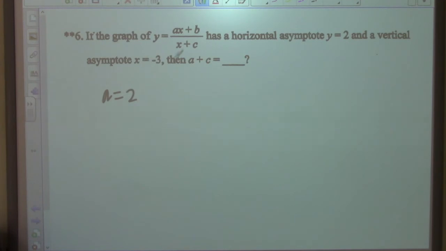But we know we have a vertical asymptote where x equals -3, so how do we set that up? So we know that x plus c cannot equal what? Cannot equal -3, right? Hang on a second. Let me write that differently. I made a mistake. So that can't equal 0. So -3 plus c cannot equal 0. So what's c going to be? So c is equal to 3. So what is a plus c? It is 5. Who got that?